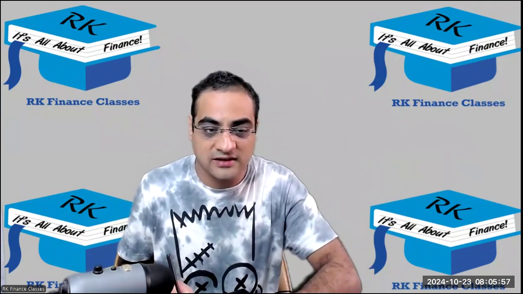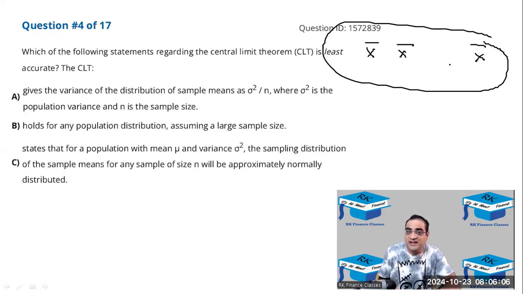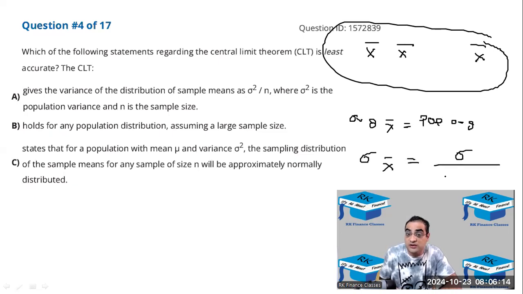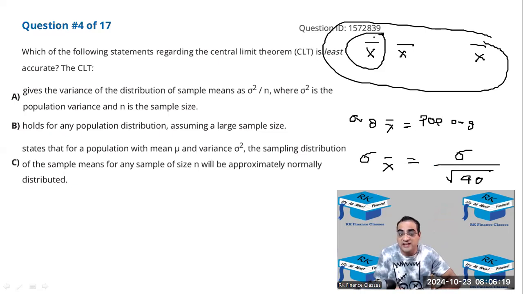Let me repeat once more. The 5,000 x bars, x bar first time, x bar second time, dot dot dot, x bar 5,000 times, the average of these 5,000 x bars would be equal to the population average. The standard deviation of these x bars would be equal to the standard deviation of the population divided by square root of 40, which is nothing but the sample size. Each sample had how many members? That is 40. And then all these x bars will be normally distributed.